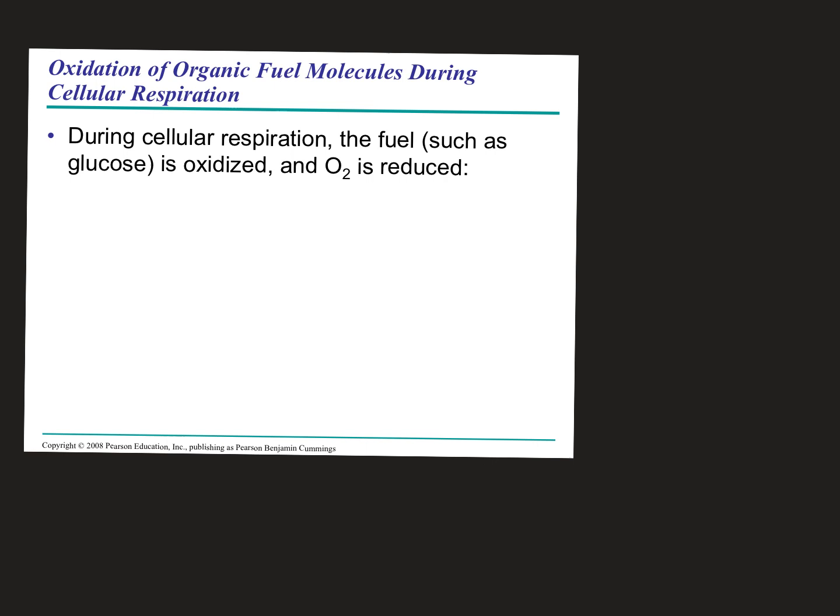So in cellular respiration, glucose is oxidized. Remember, in the Calvin cycle, we reduced carbon to make glucose. So in order to get the energy out, we have to oxidize glucose. We have to burn glucose. Burning is oxidation, by the way. Burning is a form of oxidation.